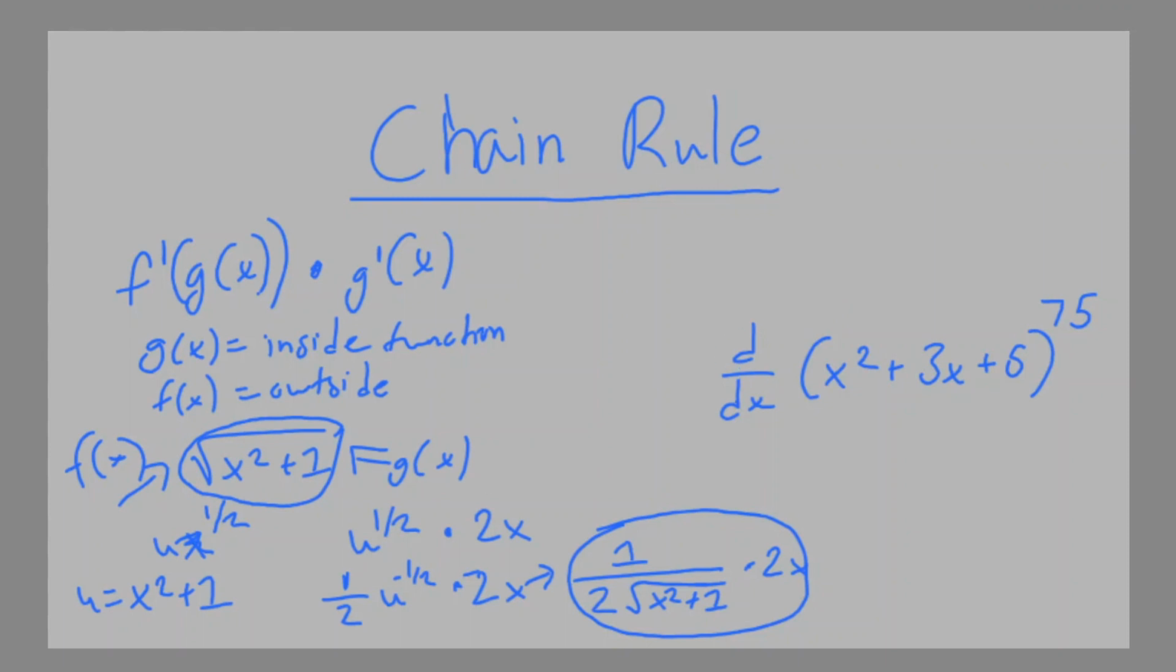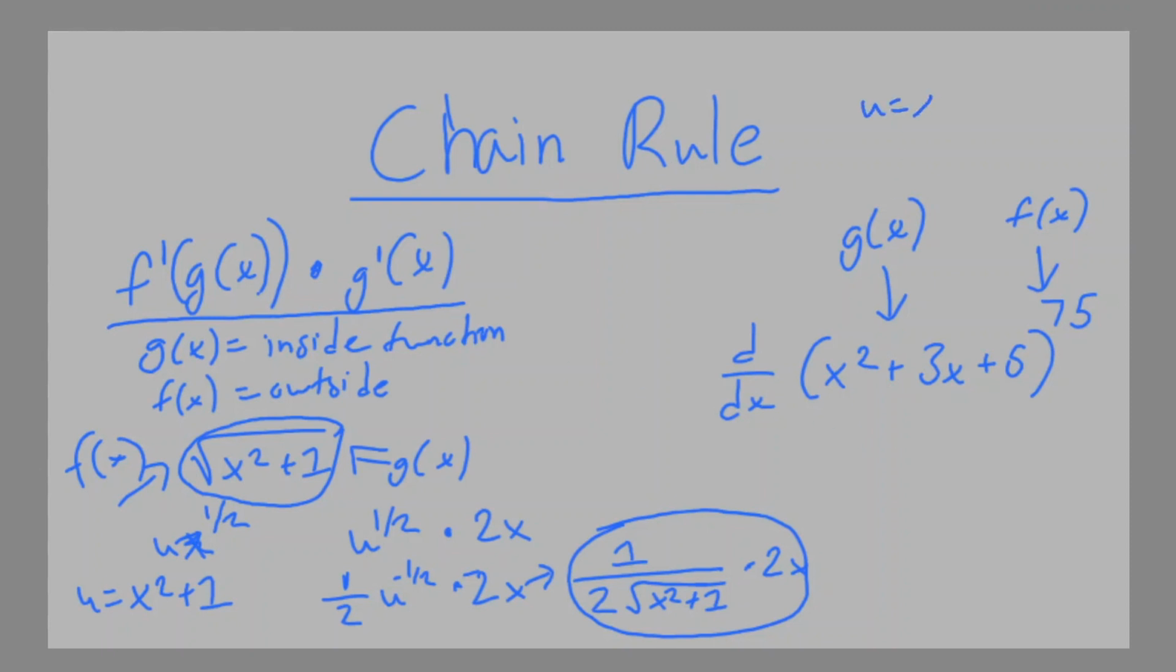And let's say we have d over dx of x squared plus 3x plus 5 in parentheses to the power of 75. Now using the product rule, the power rule or something would be basically impossible, because you would have to multiply this out 75 times, which is not possible. So by the chain rule, this is f of x, the outside function, u to the 75th power. Now x squared plus 3x plus 5 is going to be g of x, our inside function. So we use this formula right here.